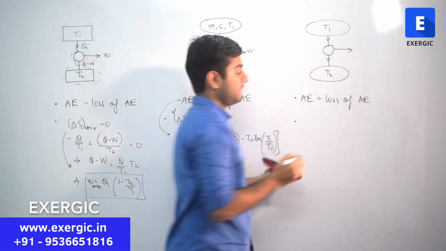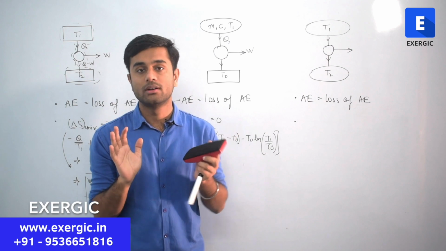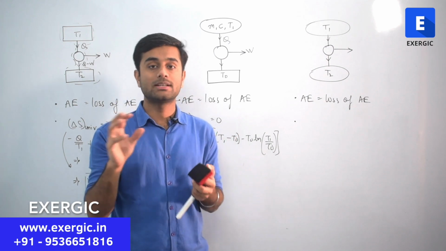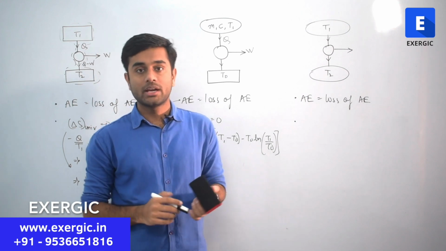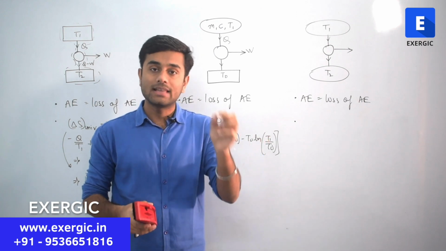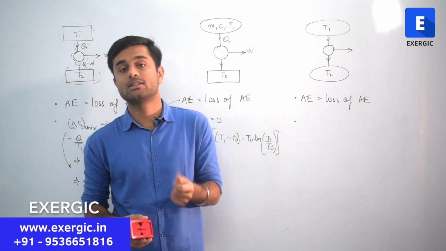Correct? When will you get the mean temperature? When there is just heat transfer going on. Ultimately they will come down to a final temperature which is going to be (T1 plus T2) by 2. But when you are extracting work from that and you actually want to see how much work we can extract, in that case the final temperature is going to be root T1 T2, which is the geometric mean.